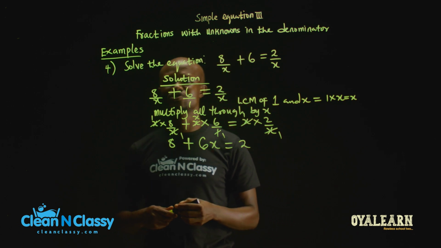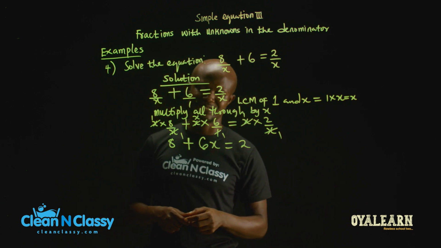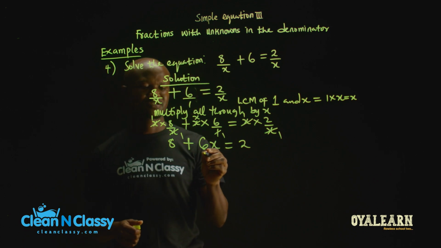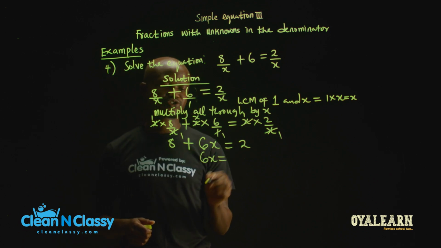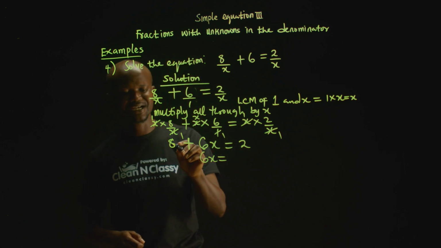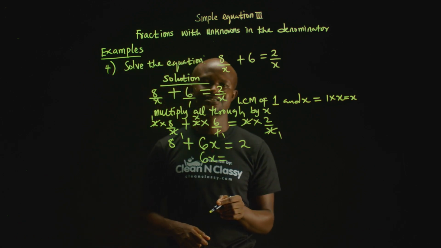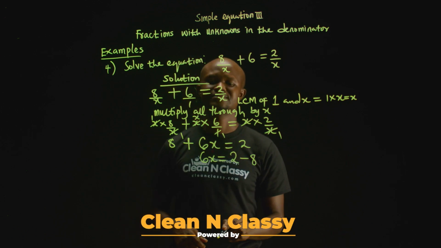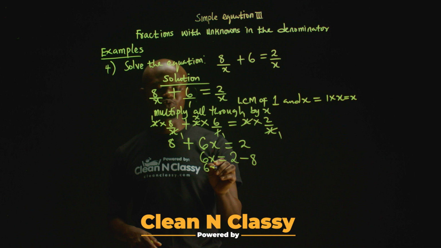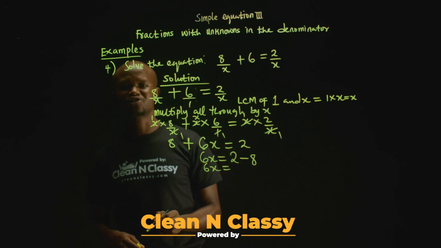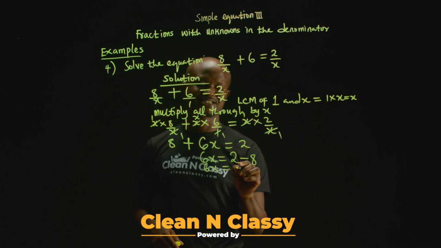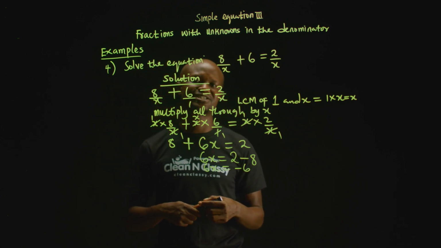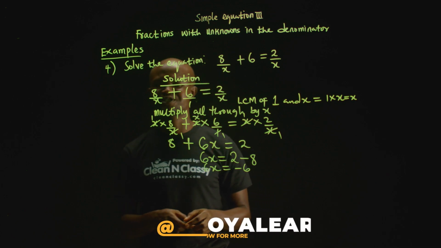So the next thing for us to do is to collect the like terms. Collecting the like terms, we have what? 6x equals, we are going to take 8 to the right, and that is going to be what? 2 minus 8. Now 6x will be equal to what? What is 2 minus 8? That is minus 6.